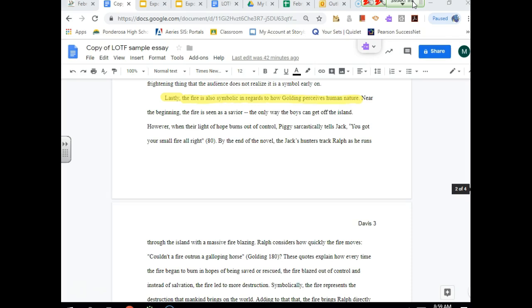Near the beginning, the fire is seen as a savior, the only way the boys can get off the island. However, when their light of hope burns out of control, Piggy sarcastically tells Jack, "You got your small fire, all right." By the end of the novel, Jack's hunters track Ralph as he runs through the island with a massive fire blazing. Ralph considers how quickly the fire moves. Couldn't a fire outrun a galloping horse? These quotes... That's it, I think. Good. Good job, Grant.